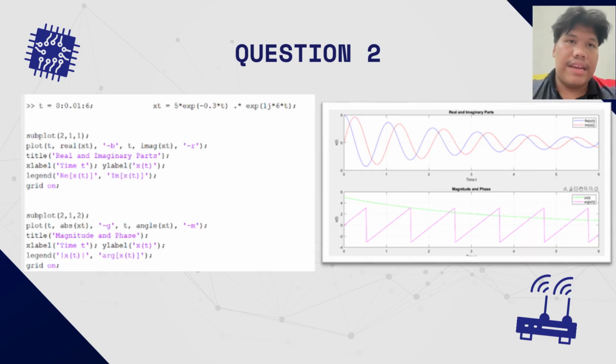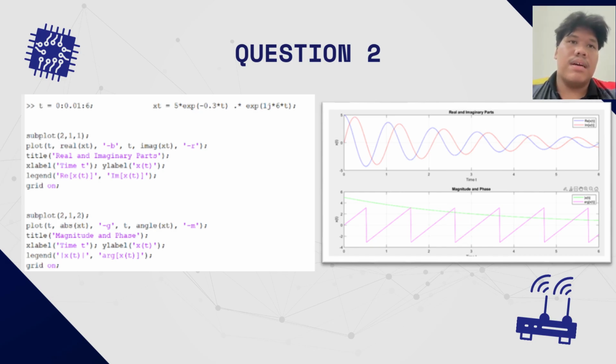So in the code, I define the amplitude as 5, the decay rate alpha as 0.3, and the angular frequency as 6. The script then extracts the real, imaginary, magnitude and phase components of the signal. So in figure 1, the real part in blue starts at 5 and the imaginary part in red starts at 0. Both show decaying sinusoidal oscillations that get tighter due to the high frequency.